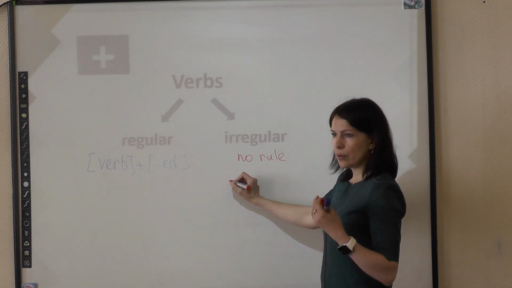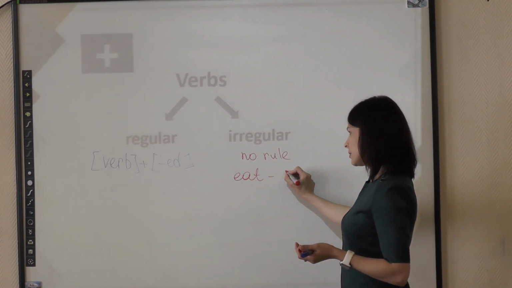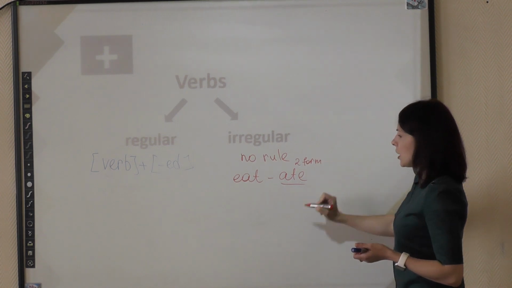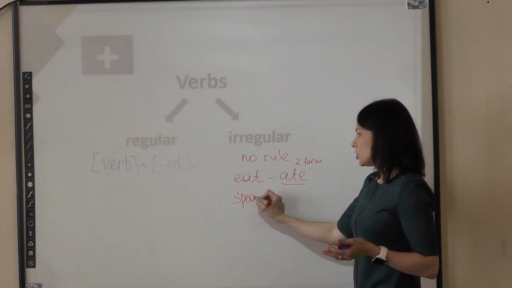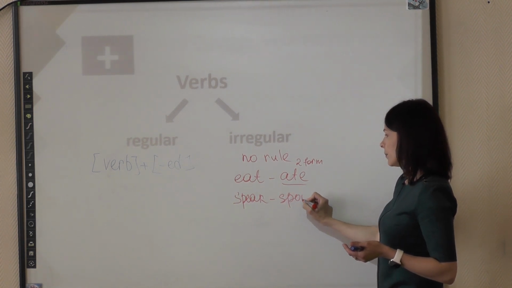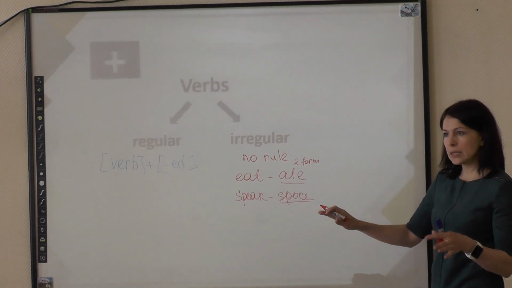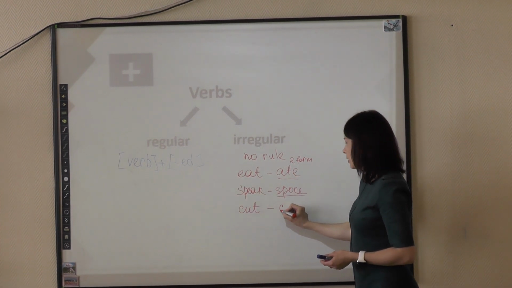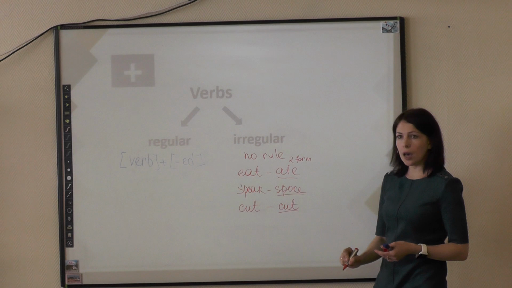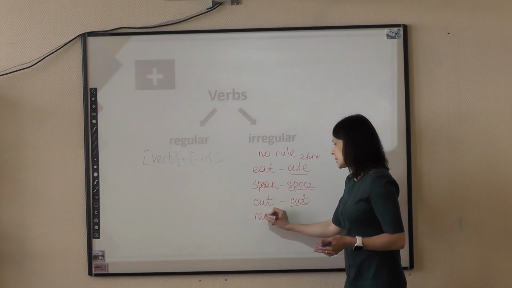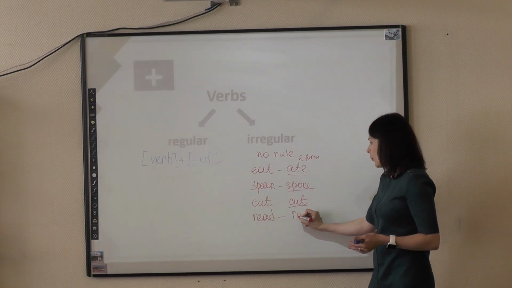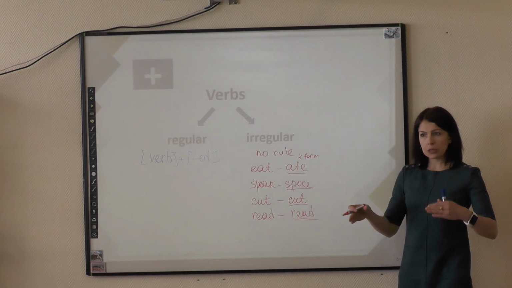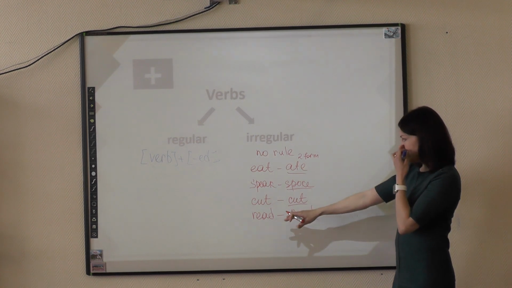For example, eat, ate, you're right. So ate is the second form. The next, speak, spoke. Yes, you're right. Spoke. We use the second form. The next, for example, cut. What about cut? Do you know? Cut. Yes, the same form. Cut. The next, look, the irregular verb read. Read. So pay attention to the pronunciation. Of course, their spelling is the same, but the pronunciation is different. Yes, read and read.